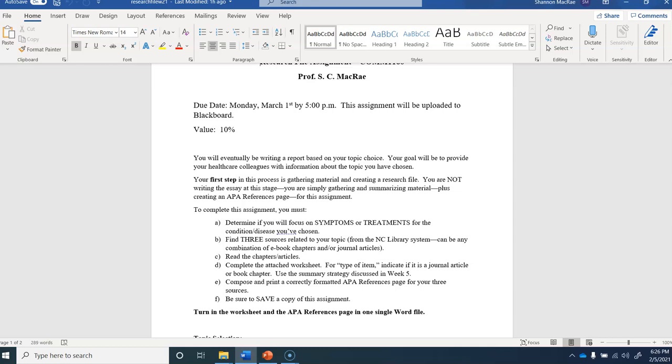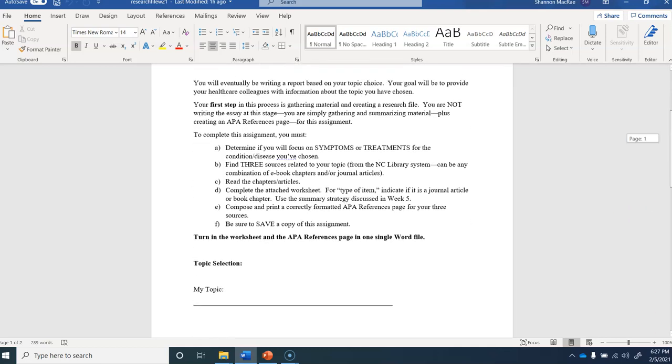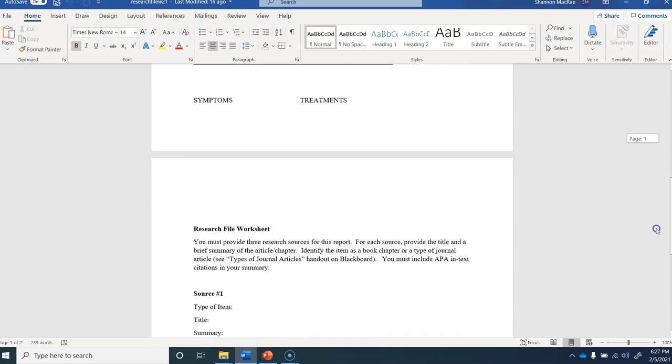I'm then going to ask you to read through the chapters and the articles, and I'm going to suggest when you're doing this that you do some Cornell note-taking or some other form of note-taking so that you're actually pulling information from the resources. I'm then going to have you complete a worksheet, and the worksheet's just attached to this assignment. When you download the assignment, you'll see it.